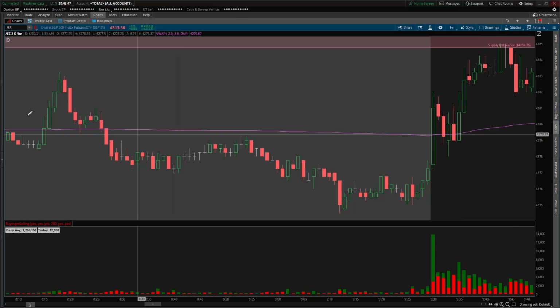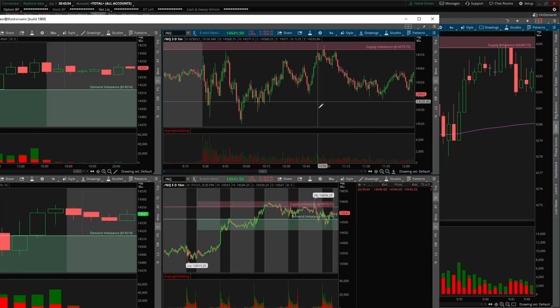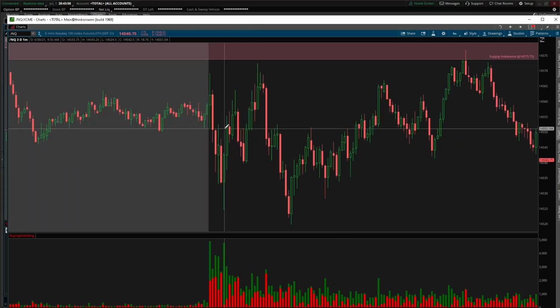Now, at the same time this was happening, if I pull up the NASDAQ chart, NASDAQ was very balanced as well. We were moving pretty sideways. There wasn't any clear direction. It was just up and down. We didn't have the supply until later when we triggered the 145731.